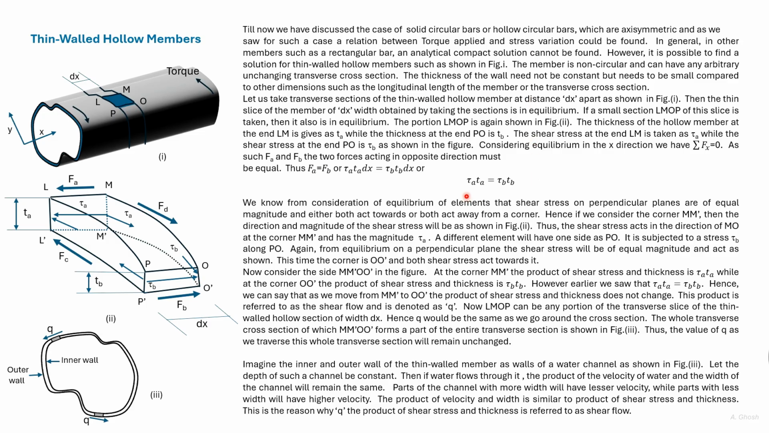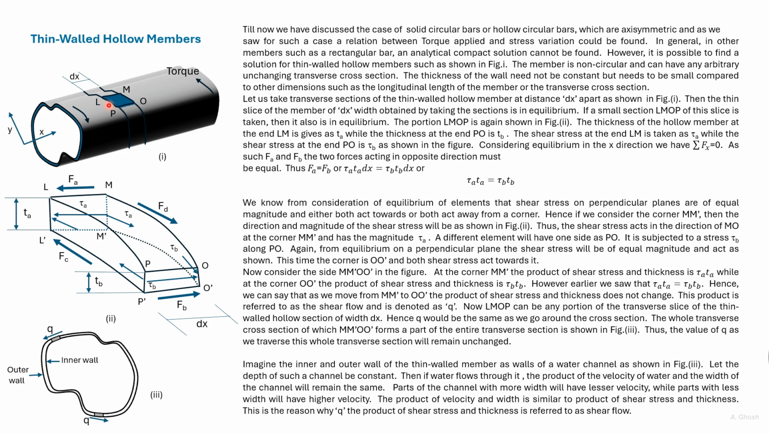However, we earlier saw that tau A into tA is equal to tau B into tB. Hence, we can say as we move around from M to O, the multiplication of shear stress into thickness is a constant. The multiplication of shear stress into thickness is referred to as shear flow and is denoted as q.